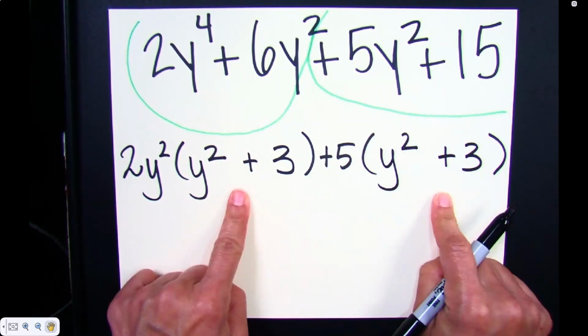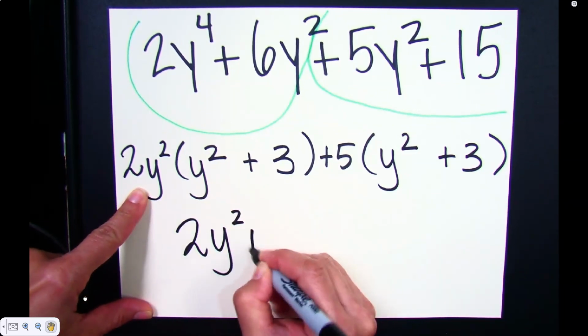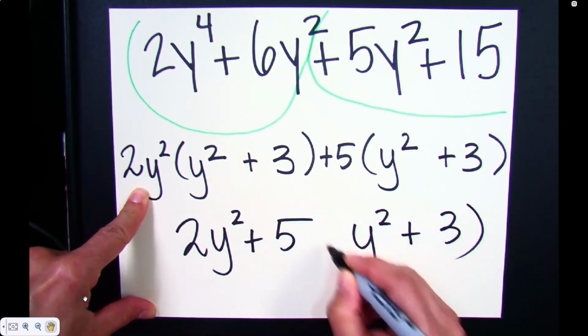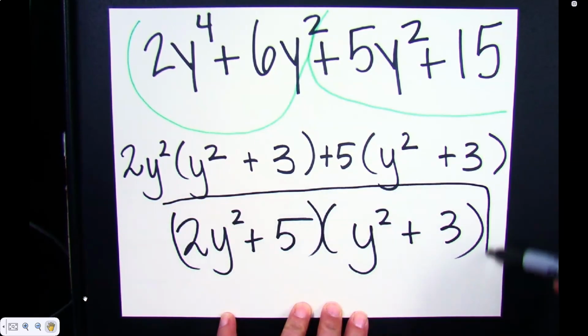So there we go. I am real confident that my factoring is correct because I have a matching set of parentheses there. So it's going to be 2y squared plus 5 and then y squared plus 3. That's what this factors to.